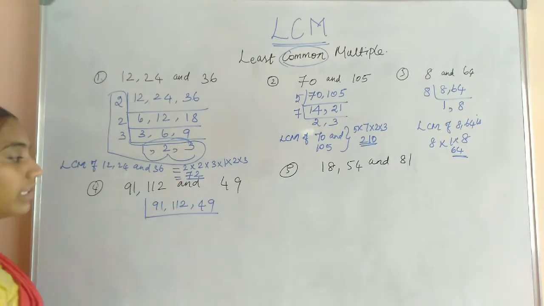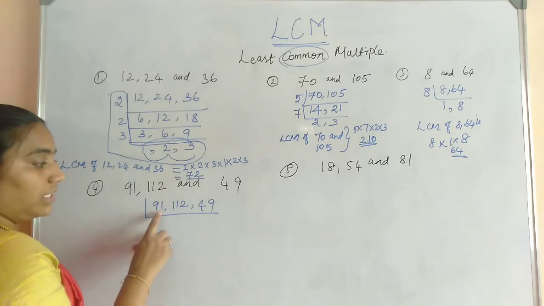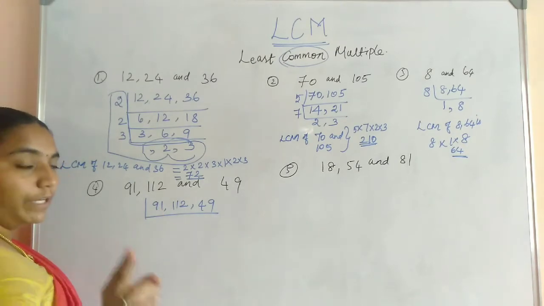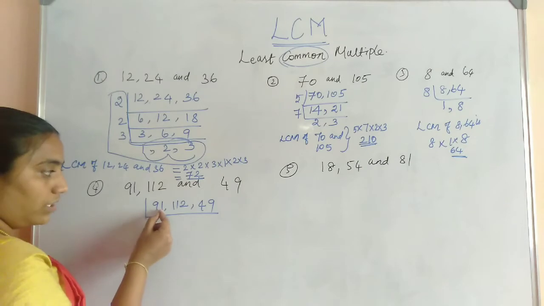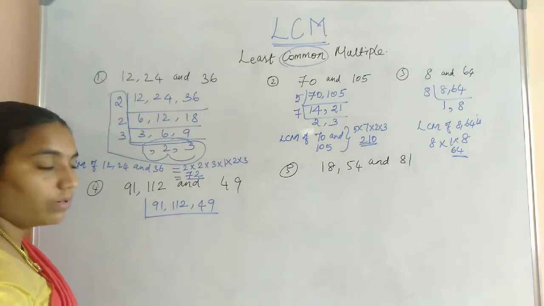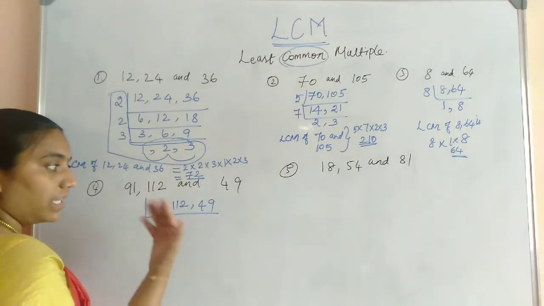Just check whether all three have a common factor. This is 91, an odd number, so it is not divisible by 2. For the 3 table, 91: 9 plus 1 is 10, so the 3 table is also not possible. Check 4, check 5.